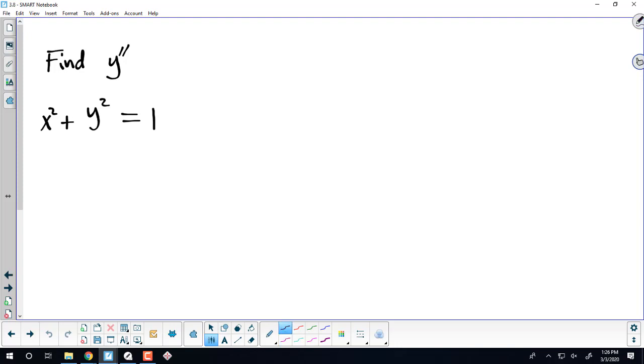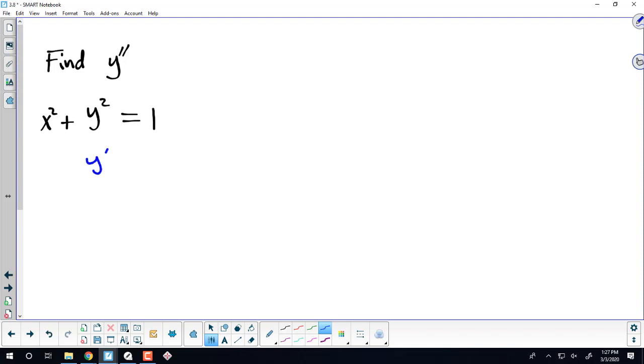When you're finding the second derivative with respect to x implicitly, basically you want the second derivative to be another function of x and y. You don't want your second derivative to be a function of x and y prime. You wouldn't want your third derivative to be in terms of any of the derivatives themselves. So all derivatives implicitly need to be in terms of x and y.